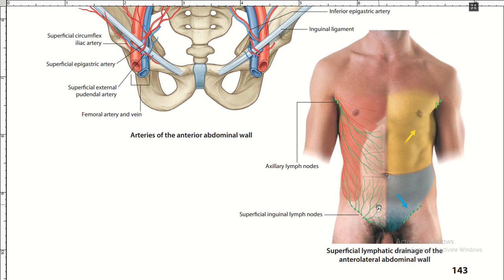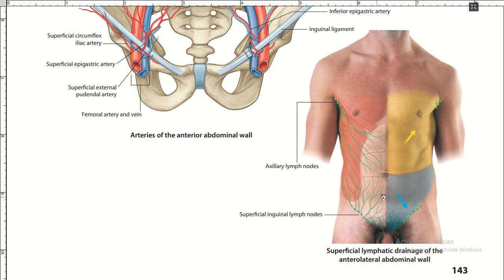So remember, we have what's called an inguinal ligament, and we have some lymph vessels that are parallel to this inguinal ligament. These are called superficial inguinal lymph nodes. These are later divided into medial and lateral, right? And then the medial are classified as horizontal and vertical, as we're gonna see.